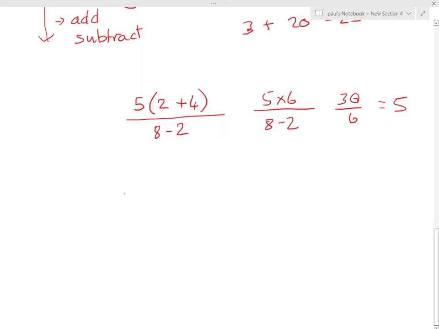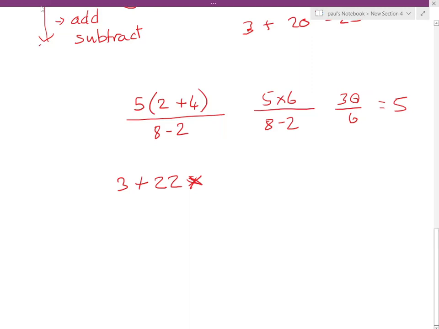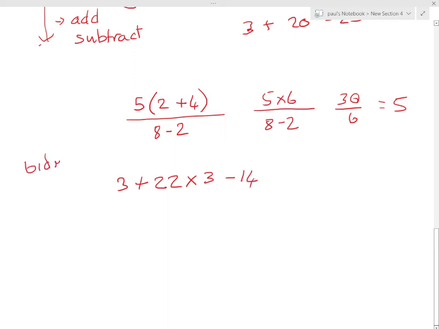So let's have a look at this one. We've got 3 plus 22 times 3 minus 14. Sorry everybody, that's a bit messy. Let's make that nicer. It does no harm just to write BIDMAS in the corner so that you can remember what we're doing.